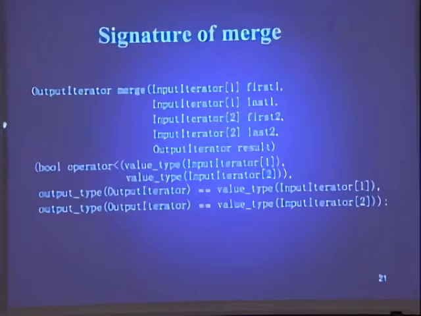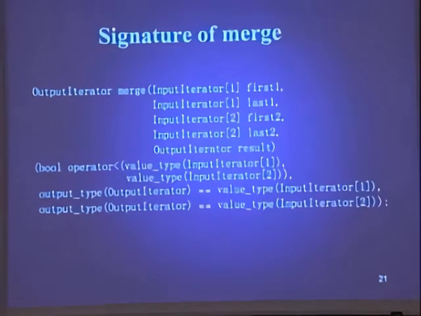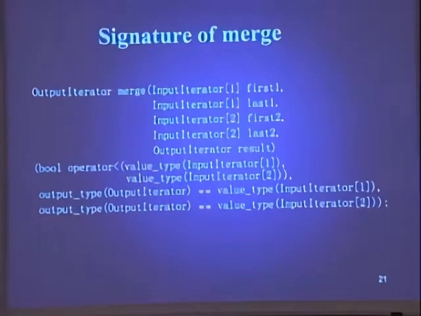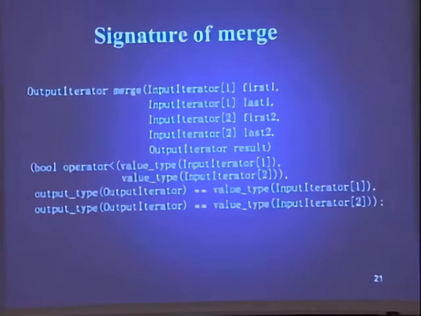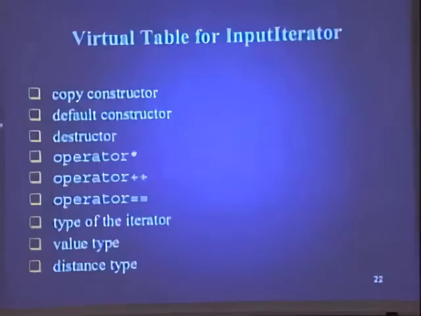Okay, this is another example of merge. It shows you that you could have input iterator of the first kind and input iterator of a second kind. This is the same concept, but potentially two different instances of the same concept. This is why I just gave this example, okay?